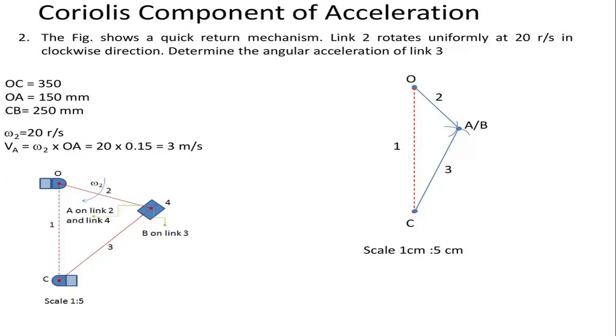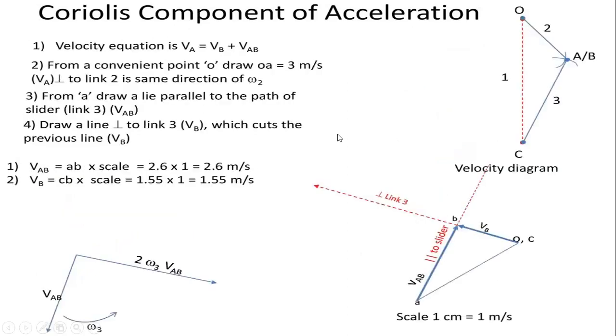So like that we are going to draw the space diagram. I have drawn the space diagram according to the scale, 1 centimeter is equal to 5 centimeters. And next we go to draw the velocity diagram and the acceleration diagram for the Coriolis component of the given mechanism. So next we are going to draw the velocity diagram with the help of the space diagram.